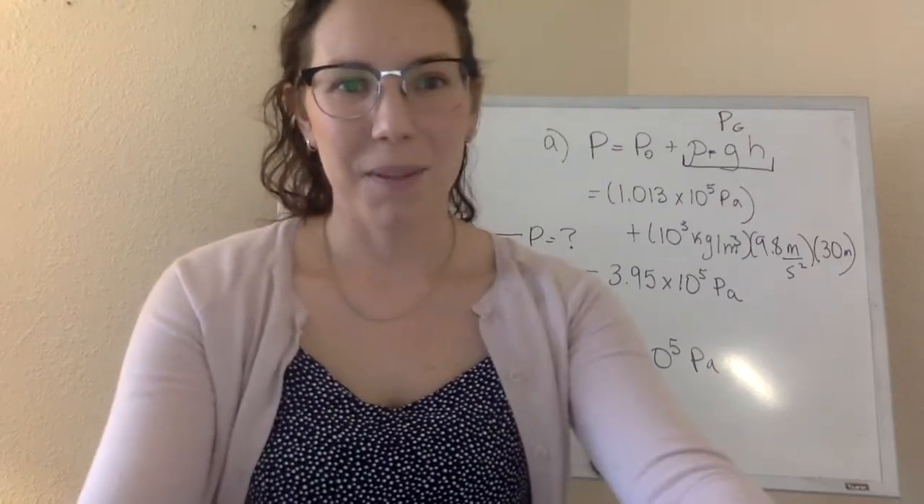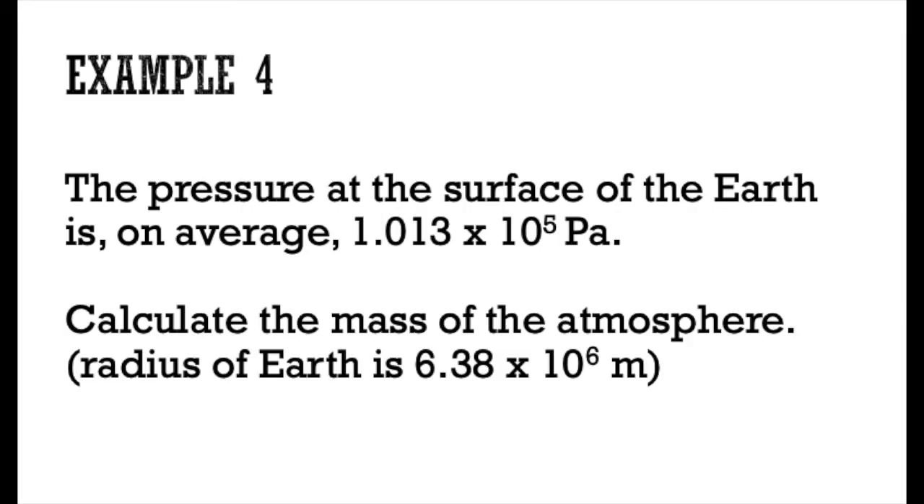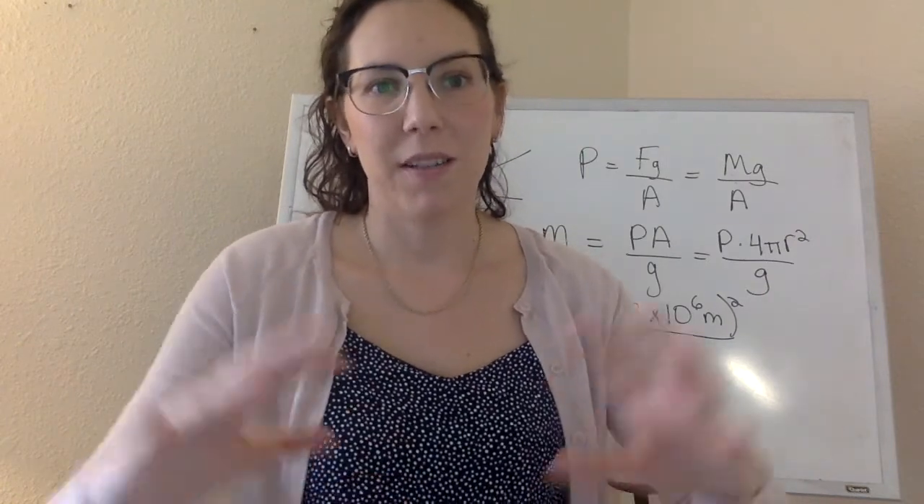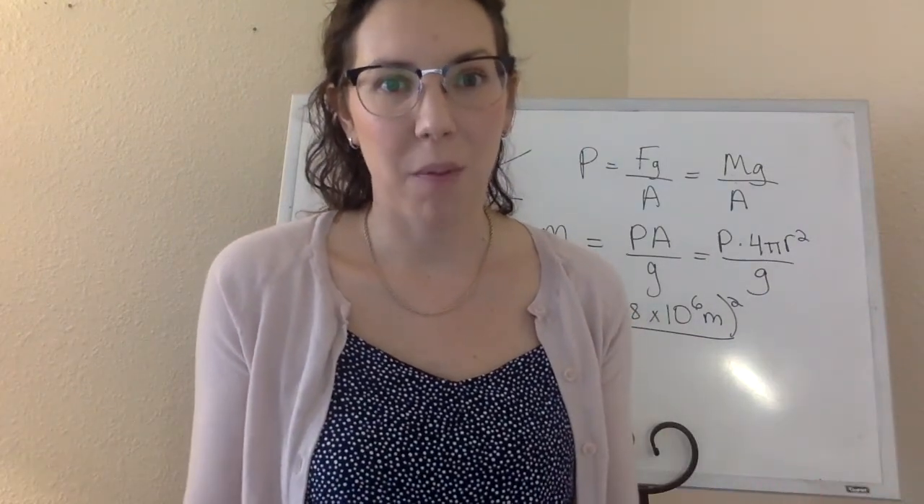Okay, one more example. The pressure at the surface of the Earth is on average 1.013 times 10 to the 5 pascals. The radius of the Earth is approximately 6.38 times 10 to the 6 meters. Calculate the mass of the atmosphere. Okay, so this is based on the principle that the pressure at any point is due to the weight of the mass above that point.